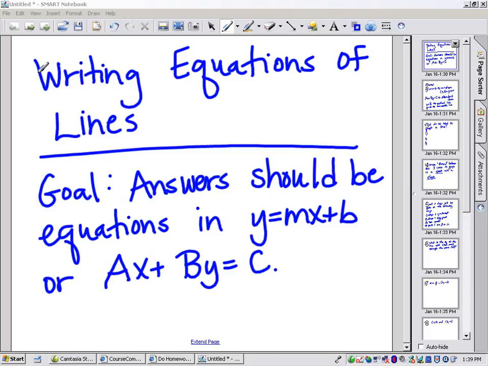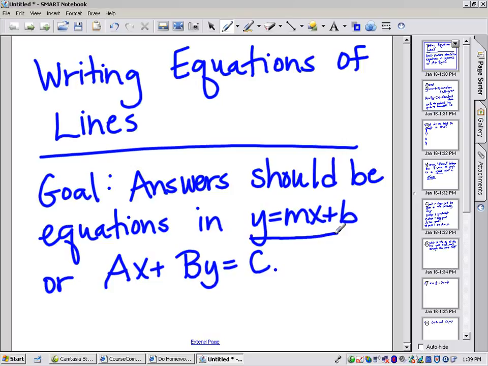This section will differ from the previous sections in that in the previous sections we were given an equation, and from that we had to find some information, maybe the slope, maybe the graph, maybe points that lie on the graph. But in this section we're going to be given some information and we have to come up with the equation. So in this section our goal is to answer in the form of y equals mx plus b, or ax plus by equals c. These two forms are interchangeable, though the first is a little bit better because it gives you more information.